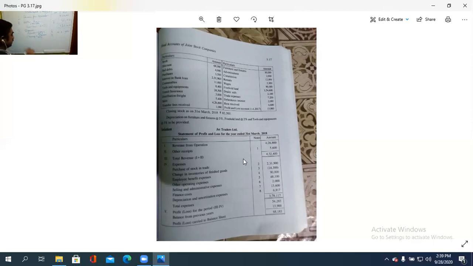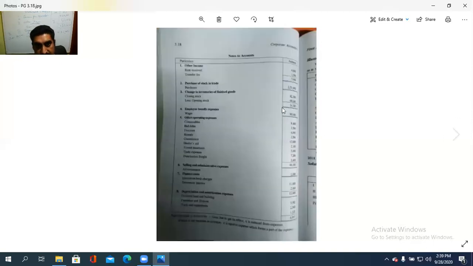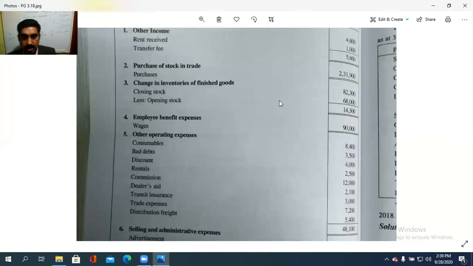Under that, what is there? Closing stock is to be, how much is it? 82,300. This is the note for the third one. See, closing stock, change in the inventories of finished goods: closing stock is 82,300, less opening stock, it is 68,000. 68,000 we deducted. So the net difference, 14,300, we are putting here. So 82,300 minus 68,000.